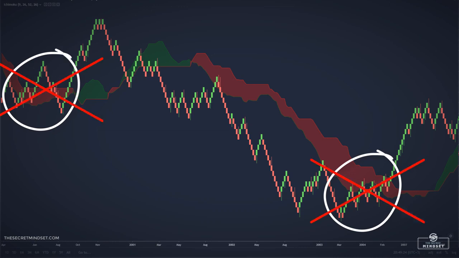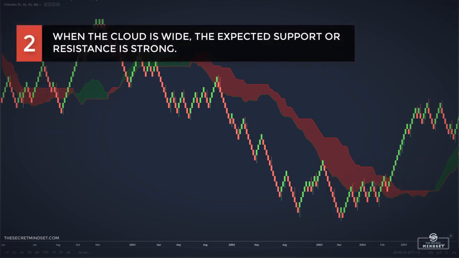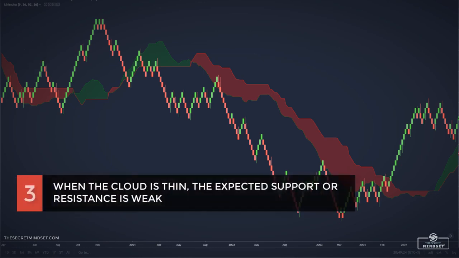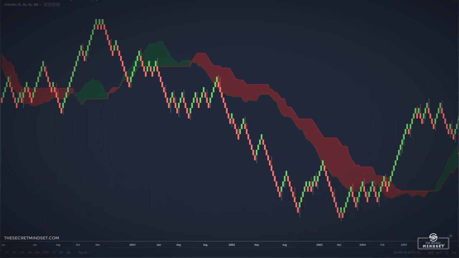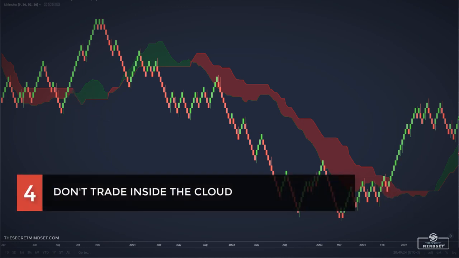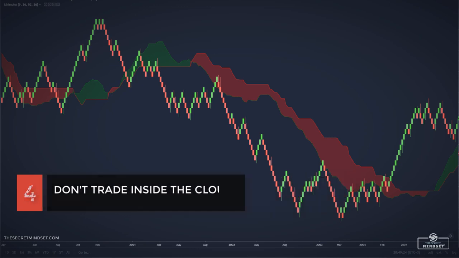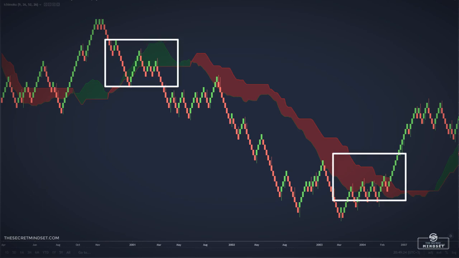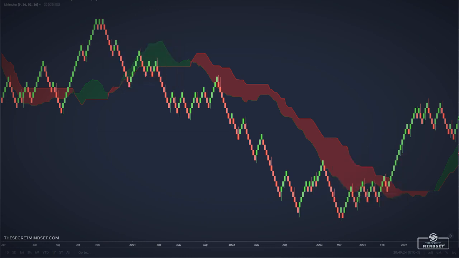When the cloud is wide, the expected support or resistance is strong, and when the cloud is thin, the expected support or resistance is weak. The last important rule is that you should never trade inside the Kumo cloud. So when the price trades inside the Kumo, no matter if you anticipate that it will break in one direction or another, you must stay disciplined and wait for the price to exit the cloud.